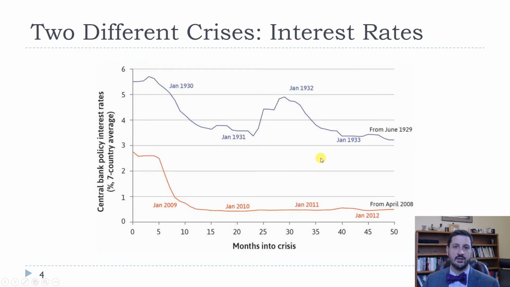One hint is looking at interest rates, right? One of the big differences between the Great Depression and the Great Recession was that interest rates were typically still pretty high in the Great Depression. They were above 3%. This is a 7-country average, so it's not just the United States. Whereas in the Great Recession, interest rates were dropped almost all the way to zero and stayed there for a very long time, really led by the Federal Reserve. Ben Bernanke, who was the chair of the Fed at the time, was a student of the Great Depression, and so was probably a great person to have as the chair of the Fed when the recession hit.